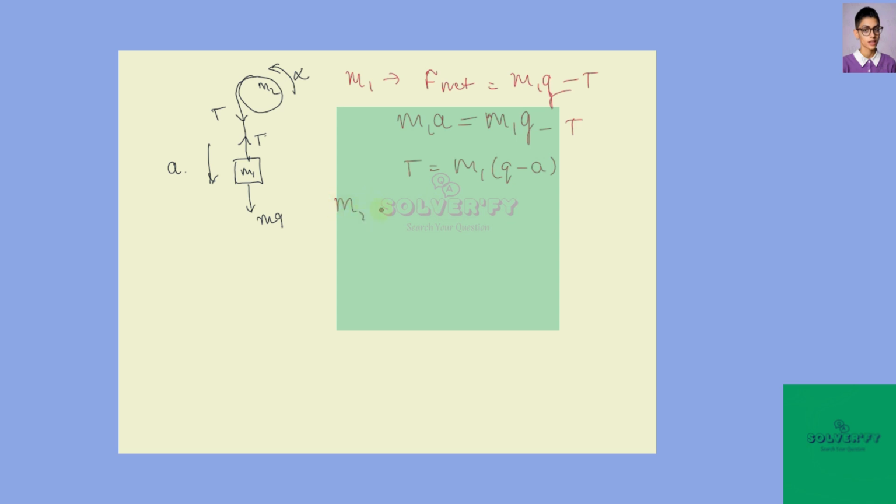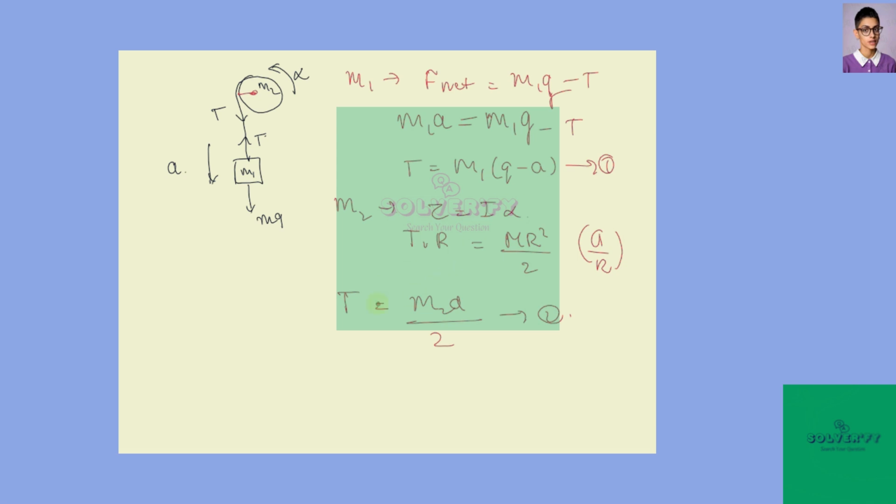Now for mass 2 we have torque equal to I into alpha. Torque is nothing but force into perpendicular distance. The force is tension and the distance is the radius of the solid disk. I is m r square divided by 2 for a solid disk, and alpha is nothing but a by r. So by solving this, we have the tension equal to m2 into a divided by 2. This is equation 1 and equation 2.